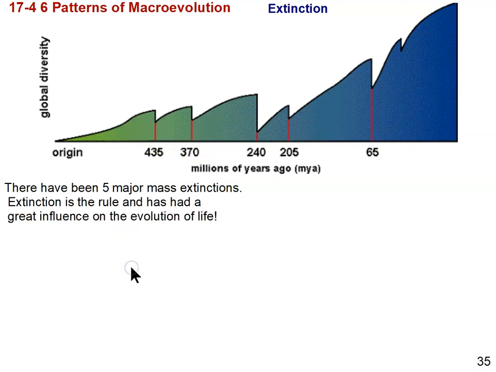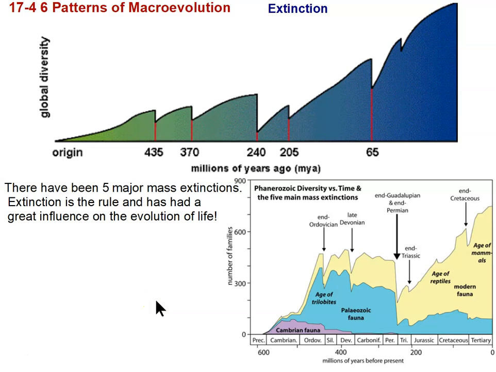So the thing to understand about extinction is that it's the rule, not the exception. In other words, there have been all of these mass extinctions, and there will continue to be mass extinctions. In fact, some believe that there's a mass extinction occurring right now because of our own activity.